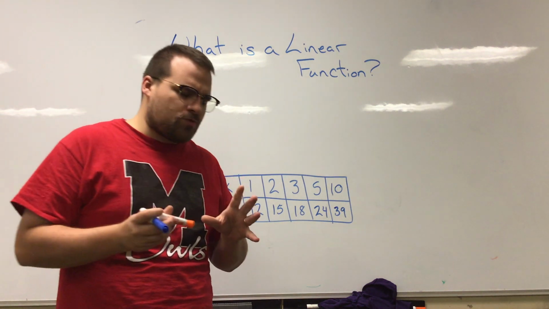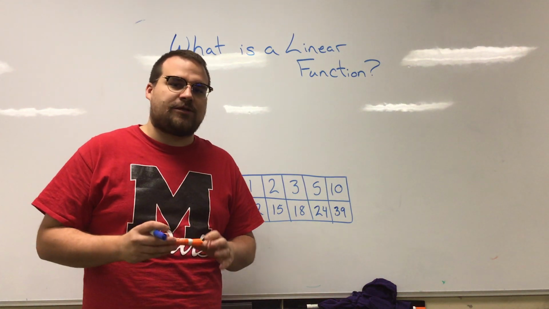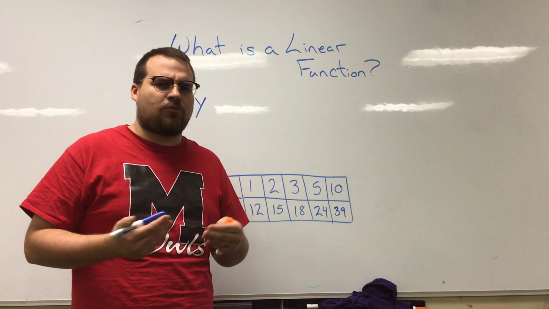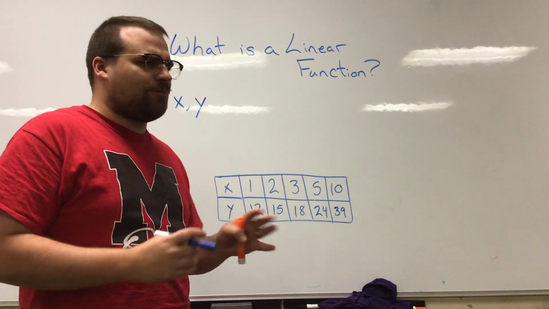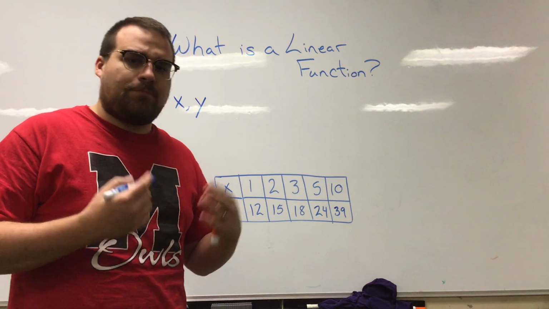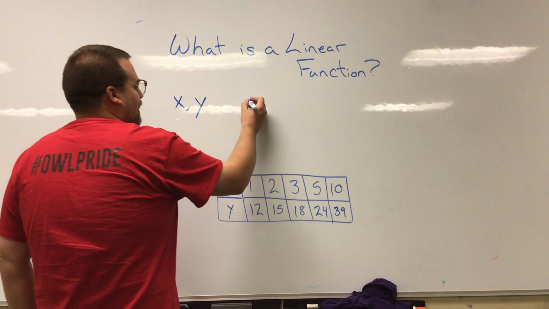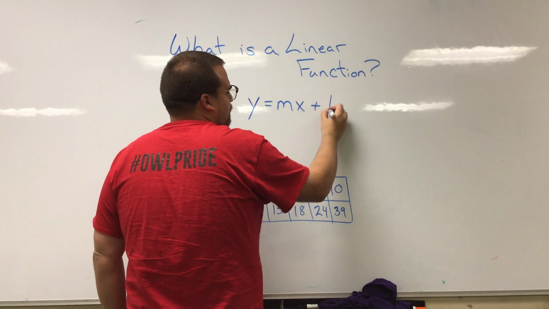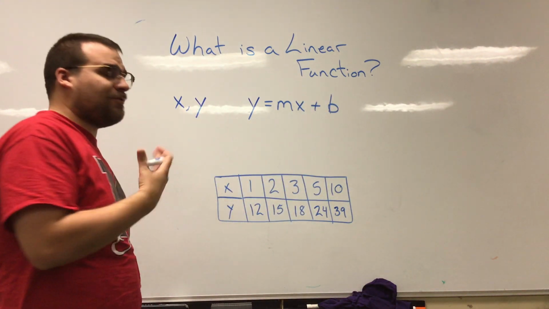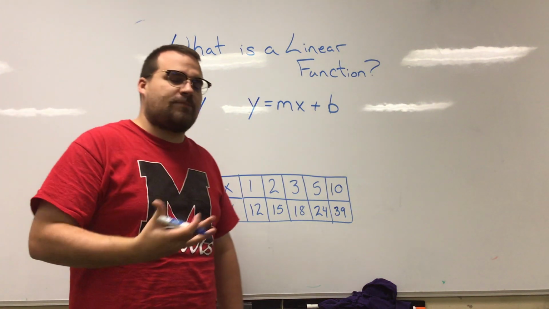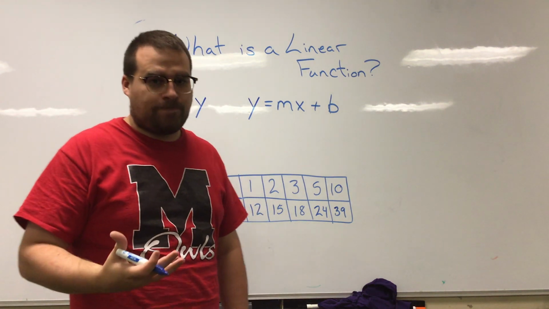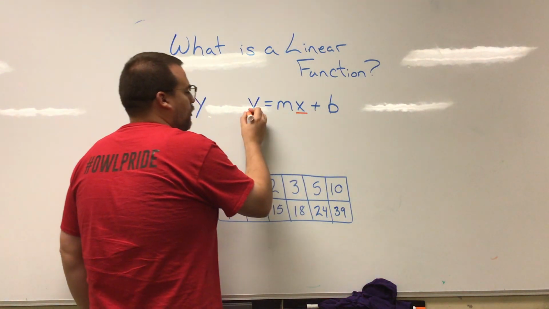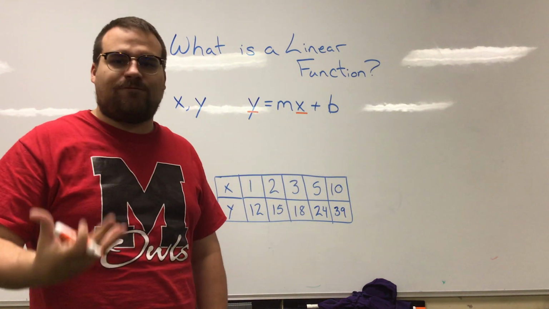Now, the most likely version of a linear equation that you've heard of before is something known as a slope-intercept form equation. That's a topic for another video, but I'm going to use it to represent this. Y equals mx plus b. This is a traditional representation of a linear function. We have our x term and our y term, our two variables.